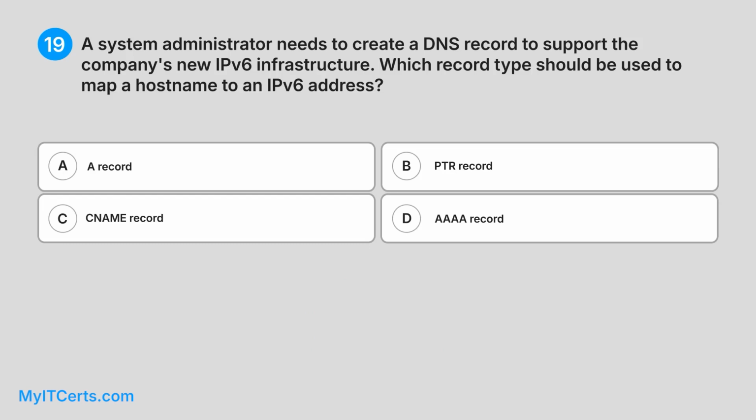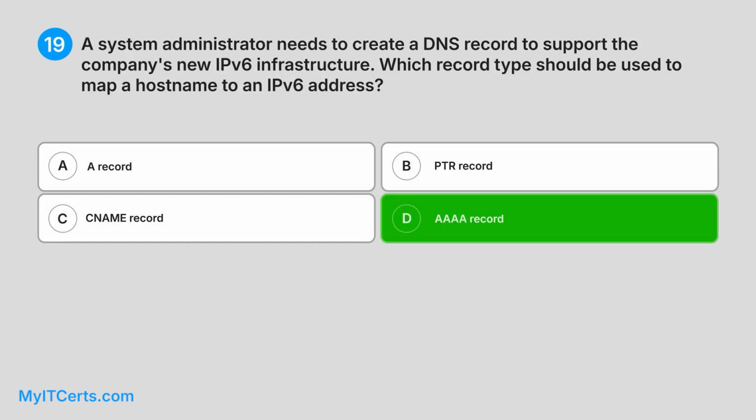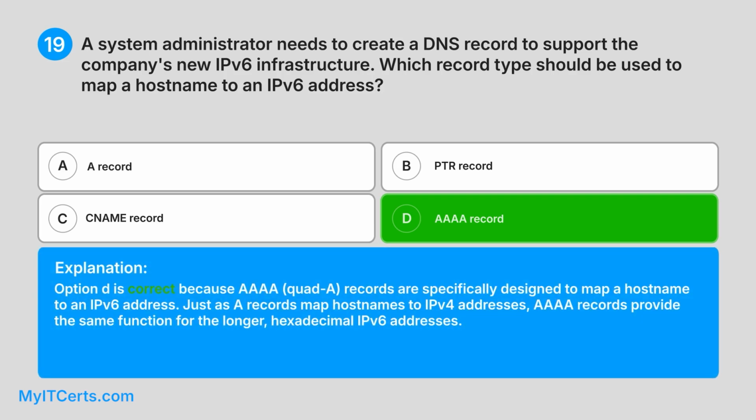Correct answer, D. AAAA record. Explanation. Option D is correct because AAAA, Quad A, records are specifically designed to map a host name to an IPv6 address. Just as A records map host names to IPv4 addresses, AAAA records provide the same function for the longer, hexadecimal IPv6 addresses.